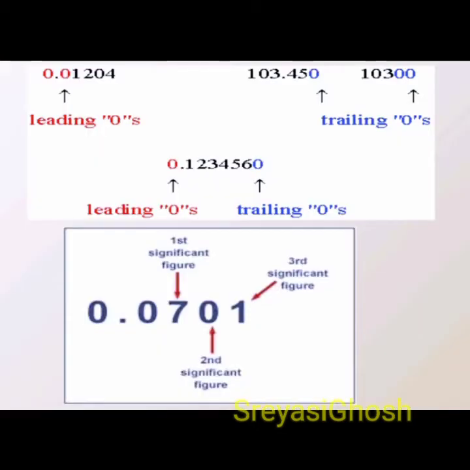Okay, now look here. In the example given over here, we have 4 to 5 different numbers written. First number is 0.01204. The 2 zeros marked in red are your leading zeros. For the next 2 numbers, 0.450 and 300, the zeros are trailing zeros. And for a collective number where we have 0.1234560, the first 0 is the leading 0 and the last 0 is the trailing 0.